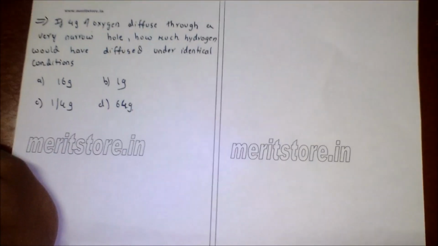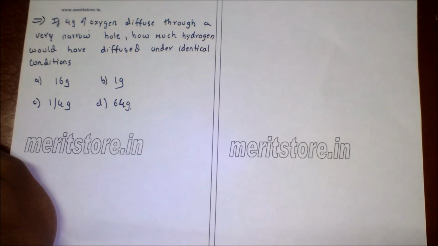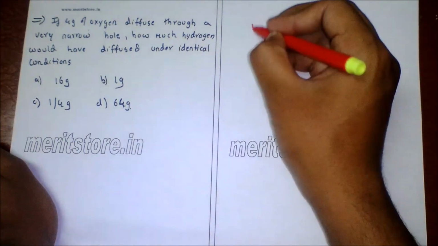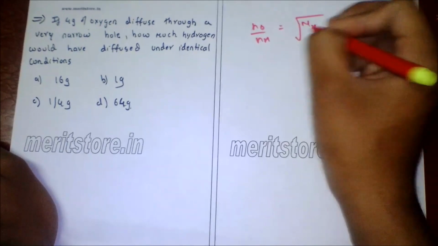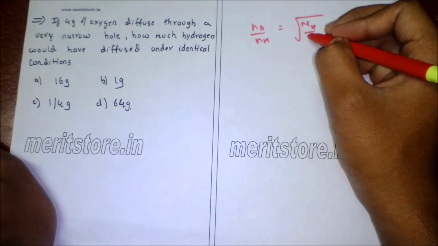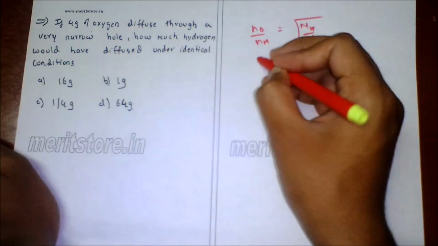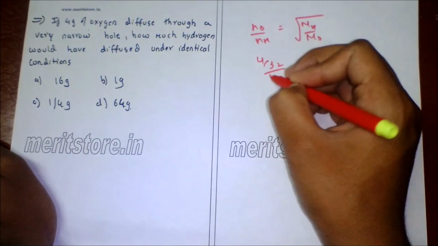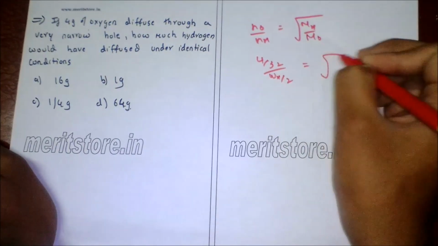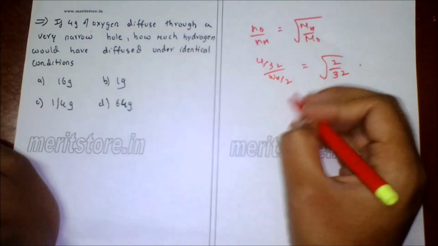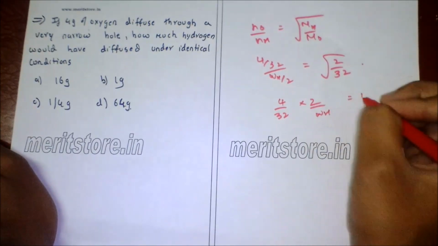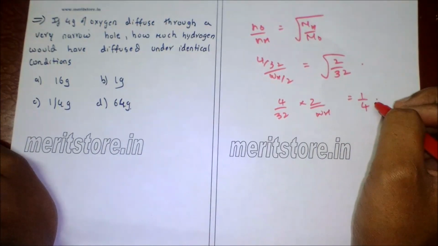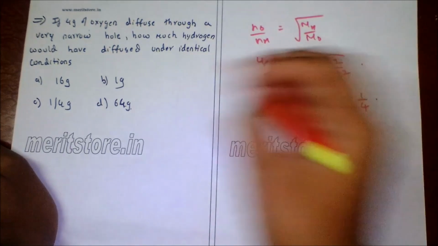If 4 grams of oxygen diffuses through a very narrow hole, how much hydrogen would have diffused under identical conditions? So we know that number of moles of oxygen and hydrogen is inversely proportional to the root of mass of hydrogen and oxygen. Substituting the values and solving this, we get 4 upon 32 into 2 upon the weight, which comes out to be 1 by 4. On solving this, the weight we get is 1 gram.